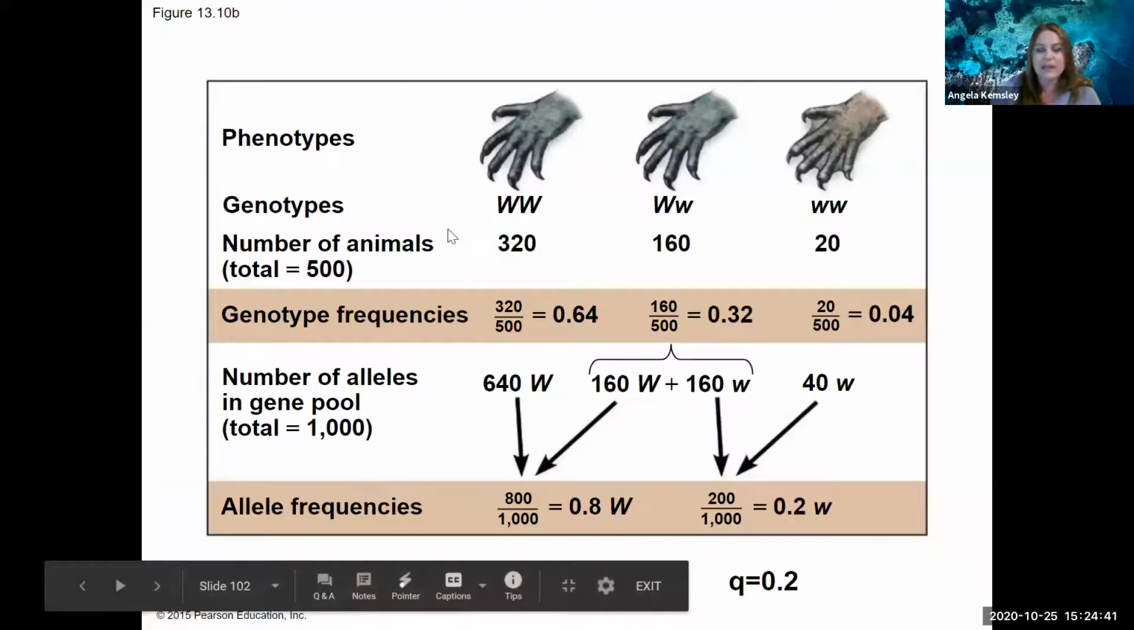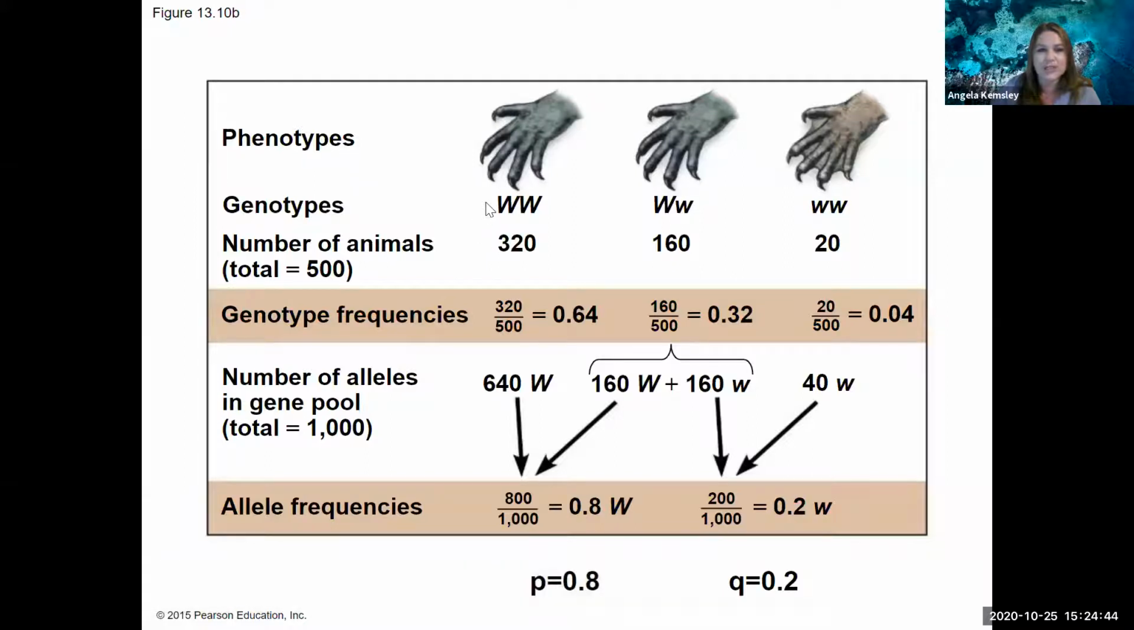So we have our phenotypes here. We have our homozygous dominant individuals that are big W, big W. These would be non-webbed. We have our heterozygous individuals that are big W, little w. They would also be non-webbed. And then we have our homozygous recessive individuals who are little w, little w, and they have the webbed feet. Now in our example, there's a population of 500 animals. So we have 500 iguanas, 320 of them are homozygous dominant, 160 of them are heterozygous, and 20 of them are homozygous recessive. So let's take a look at the genotype frequencies.